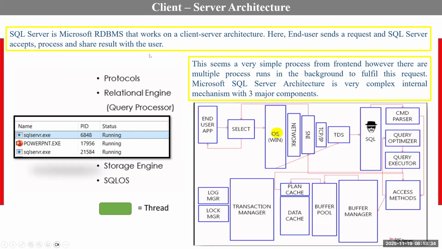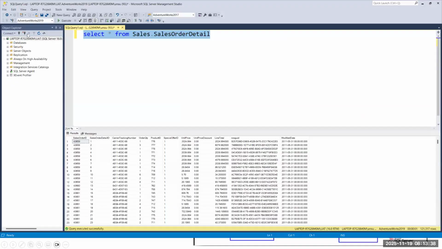When you see the front end, it's very simple. I just connect to the SQL Server, I perform select star from sales order details, and I receive the data. This is very simple in the front end, but how is it working in the background? That is what we are learning today, sir.